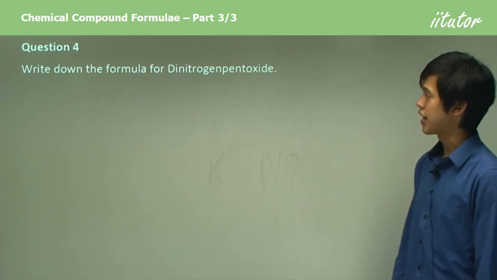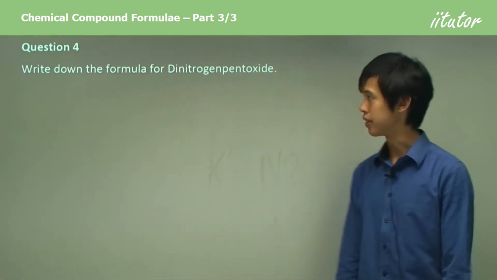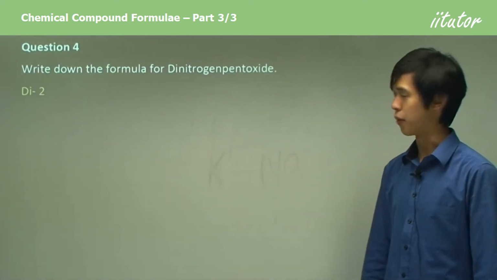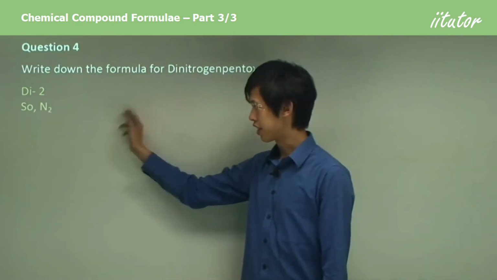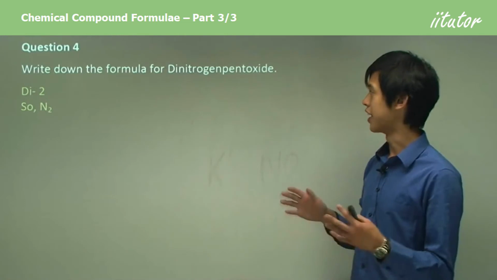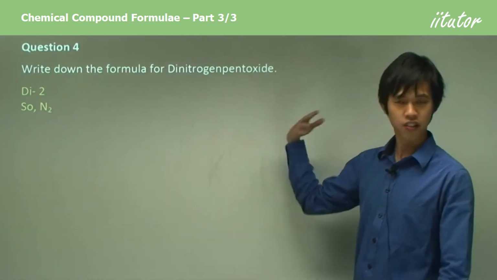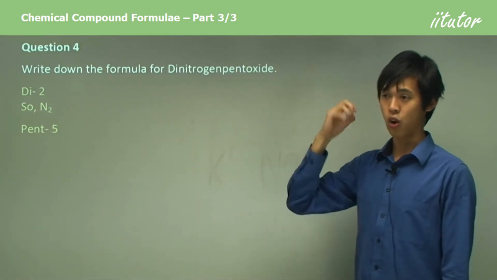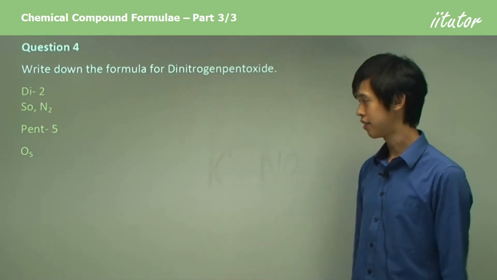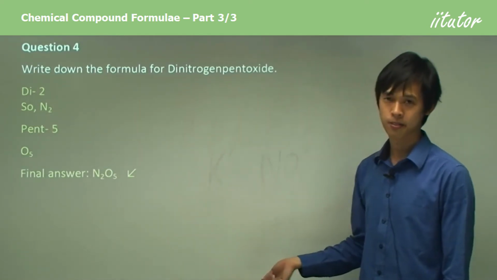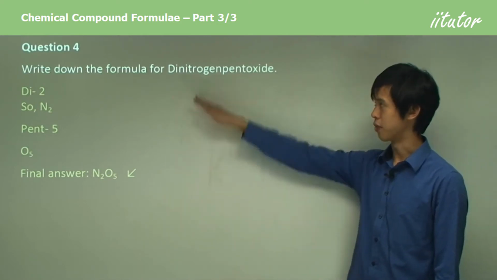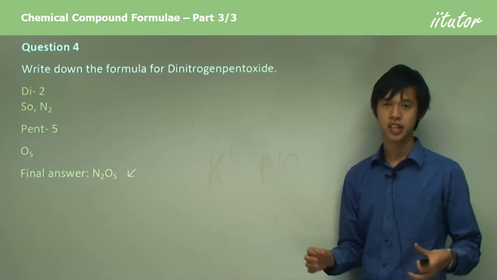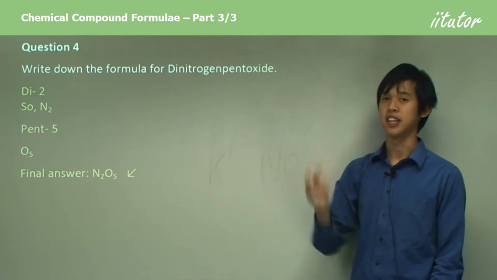Write down the formula for dinitrogen pentoxide. Okay, so this is quite a complex one, but you just break it down into steps. Di is 2, fairly straightforward. So dinitrogen would be N2. Now, by the same logic, pent is 5. Oxide is O, so it's O5. And so you put them together now, and you get N2O5. Okay? So it's very straightforward, and it all comes from the name. You can see it straight away. And that's the beauty of this chemical naming convention, that everything you need to know is already in the name.